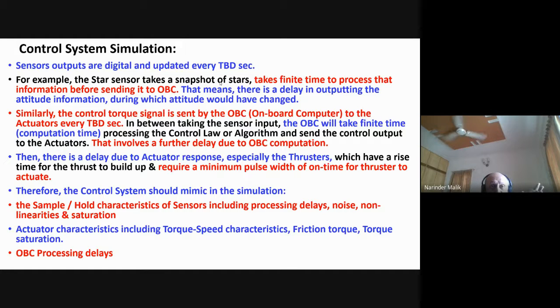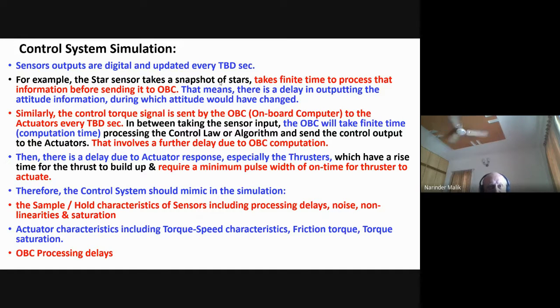So when the OBC receives the attitude error, it is delayed input for something which happened 200 or 250 milliseconds in the past. The spacecraft attitude is changing continuously, so you have to take care of this delays in the attitude information coming from the sensor in the control loop design. You have to correct for that one.